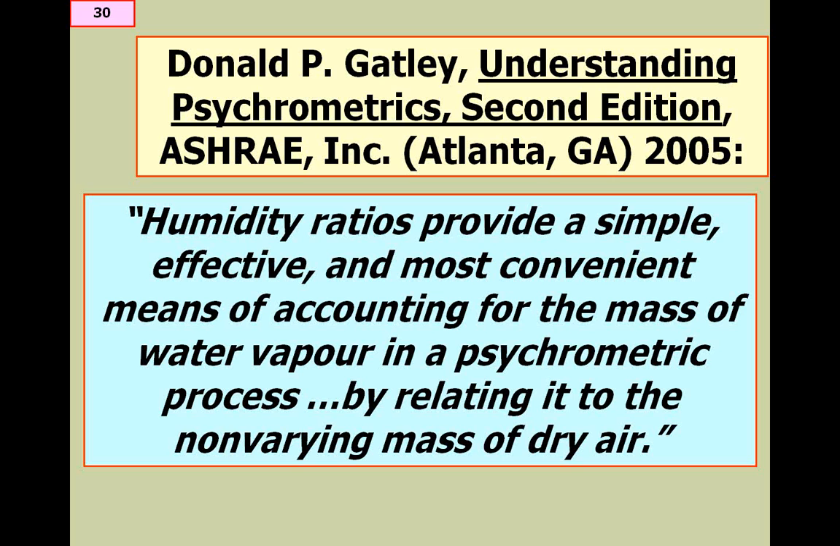So for me, the book that best taught me and explained to me the humidity ratio, psychrometrics, relative humidity, the entire process was this book by Donald Gatley, Understanding Psychrometrics, published by ASHRAE out of Atlanta. It was the perfect book for me to understand what I needed to know. And as he points out, the humidity ratio is a simple, effective, convenient way of accounting for the mass of water vapor, the actual amount of moisture that is in the air, by relating it to the non-varying mass of dry air. So the higher the ratio of water, the more water there is, and this is a valuable forensic clue.